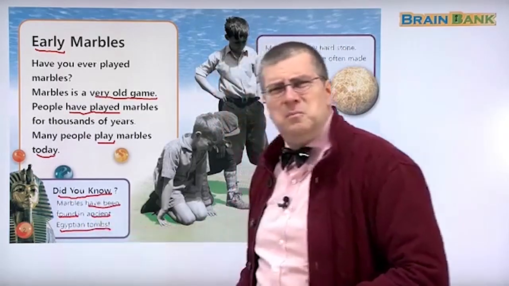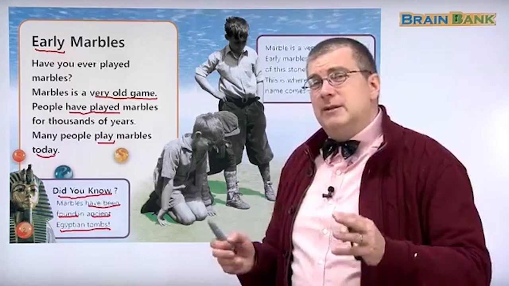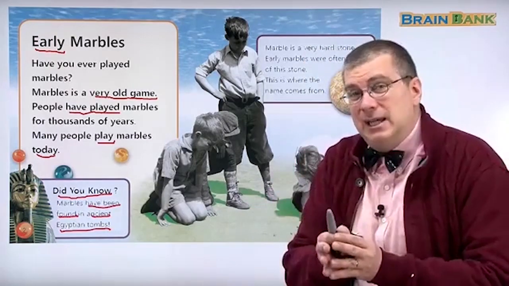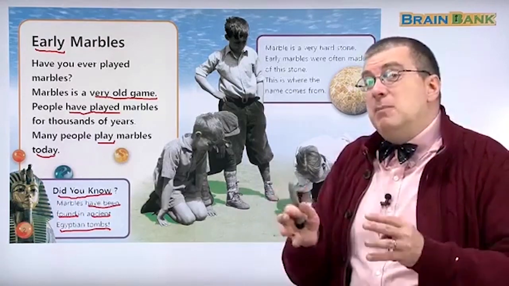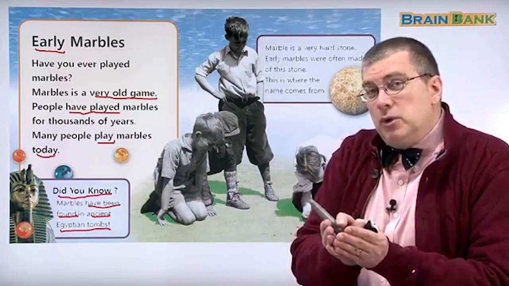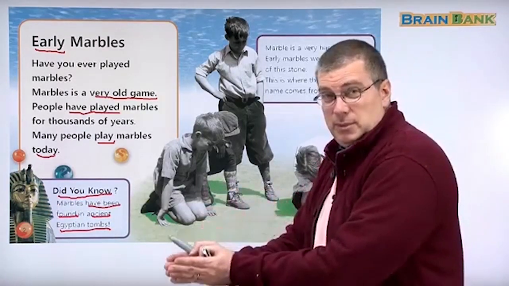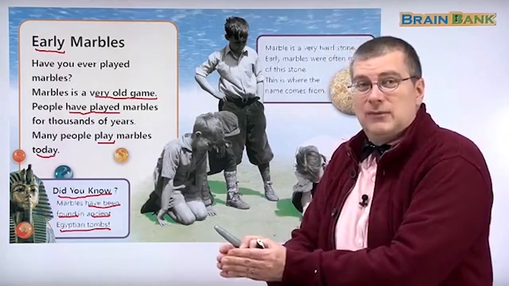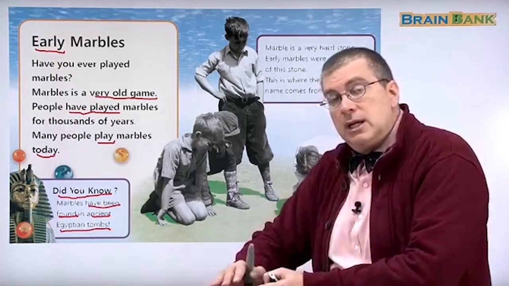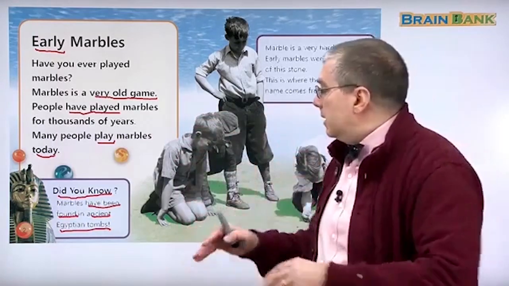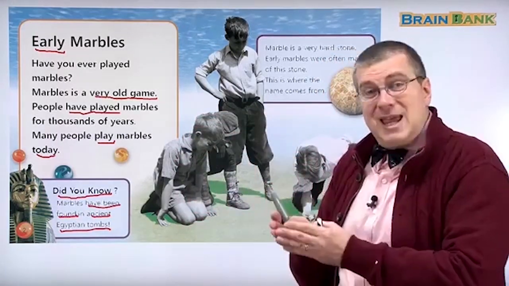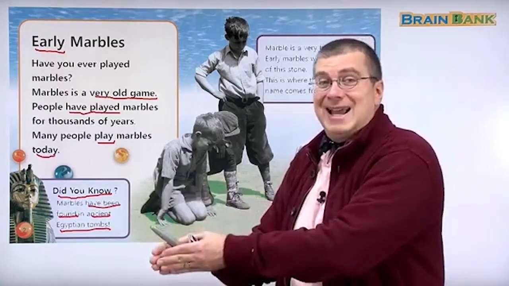What is a tomb? A tomb is a place when a person dies. Their friends, their family, the people who knew them, they put their body in a special place. It's like a grave, but graves are underground. Tombs are like buildings above ground. They're like buildings for the dead person, the people who died.